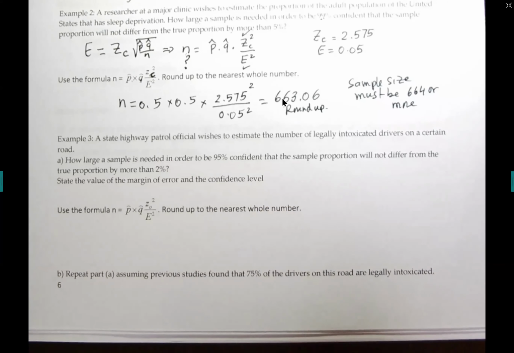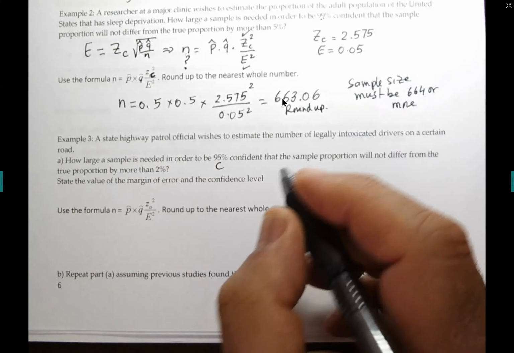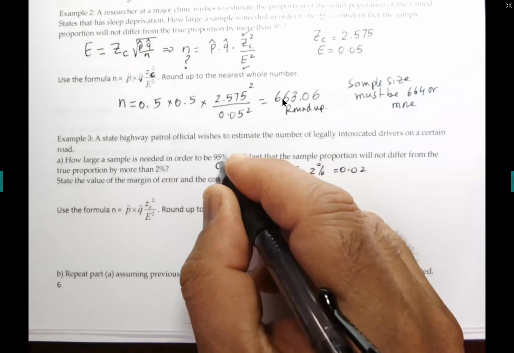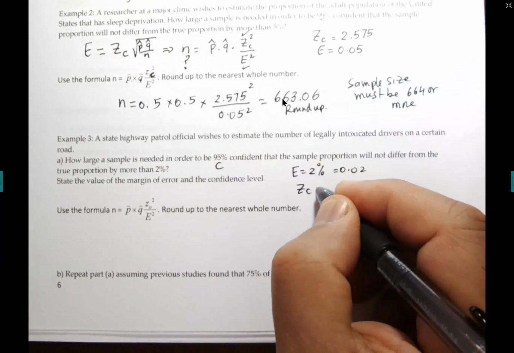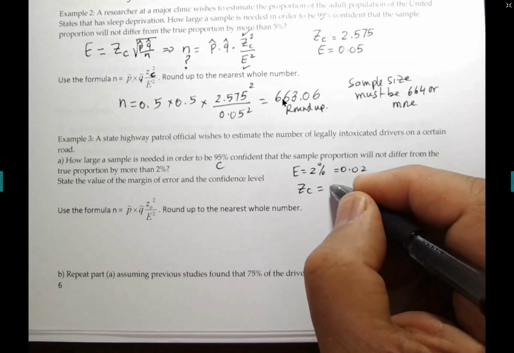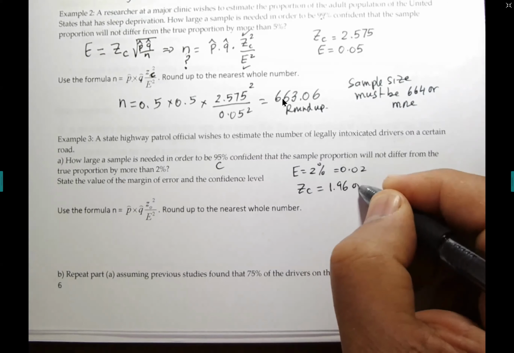A state highway patrol official wishes to estimate the number of legally intoxicated drivers on a certain road. How large a sample is needed in order to be 95% confident that the sample proportion will not differ from the true proportion by no more than 2%? So E is 2%, guys. Does anyone remember what ZC for 95 is? It's at the bottom of table 4. If you remember, I showed you yesterday the bottom of table 4. 1.96. Yes, very good. And you can do it with inverse norm.